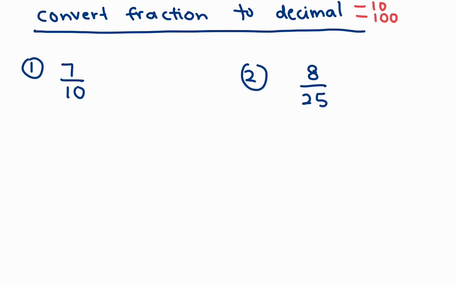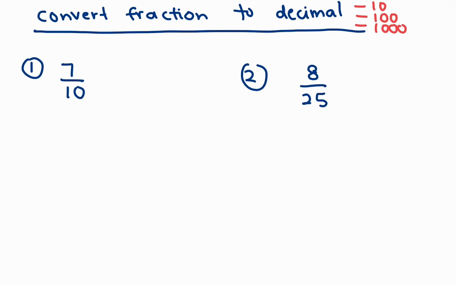10, 100 and 1000. Means that all your denominator of the fraction must be 10, 100 or 1000. Then you can convert into a decimal. So ask yourself, this fraction, can you convert into a decimal straight away? Yes. Why? The denominator is already a 10. Good. Okay, so from 7 out of 10.